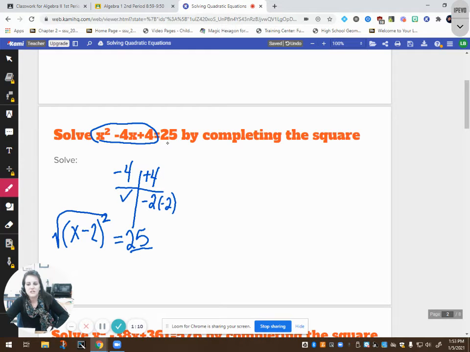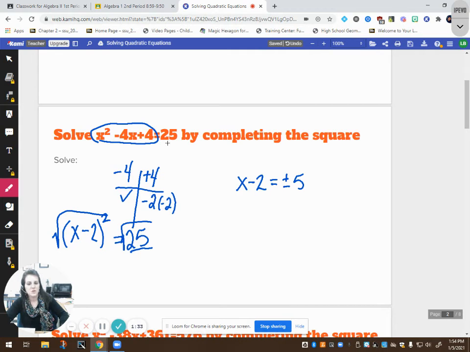What that allows me to do is take the square root of each side. If I take the square root of anything squared, I'm just left with whatever was squared. So now I have x minus 2. And when I take the square root of this side, I'm left with a plus or minus 5, because if I have positive 5 squared, it's 25. If I have negative 5 squared, it's 25.